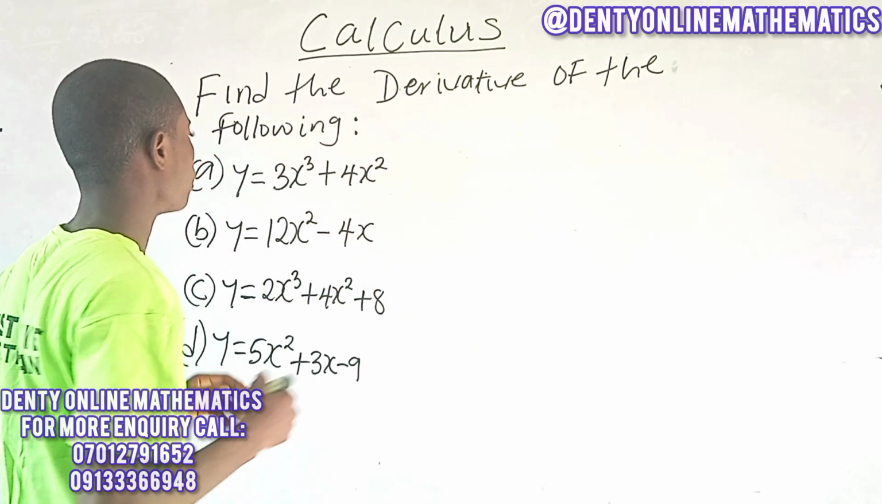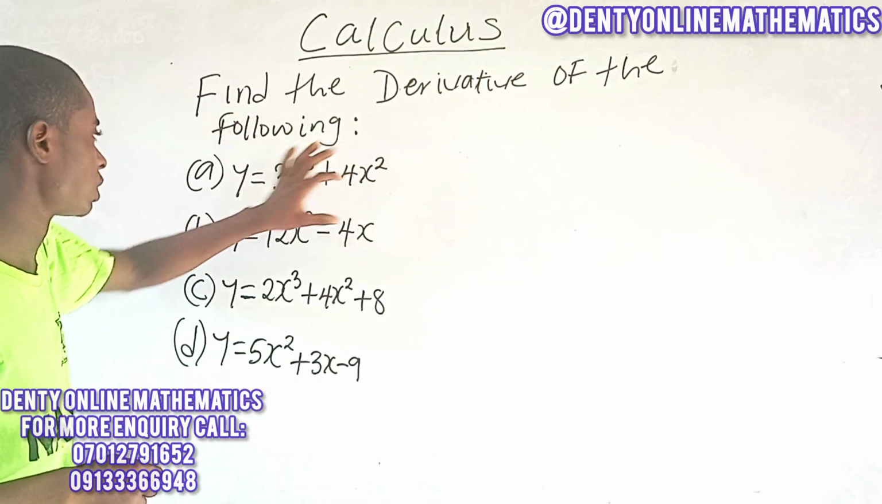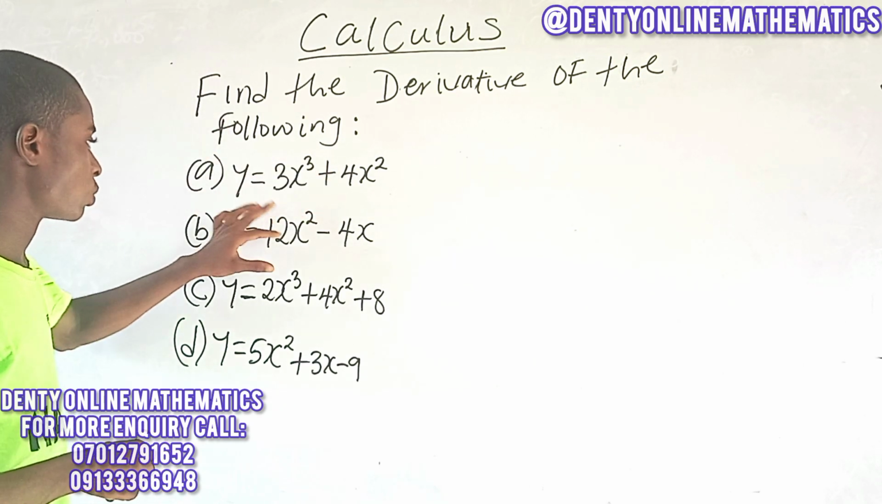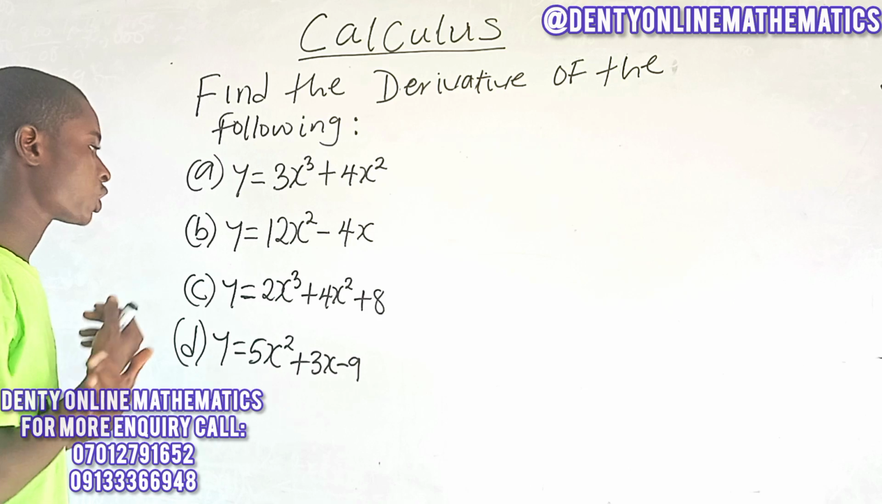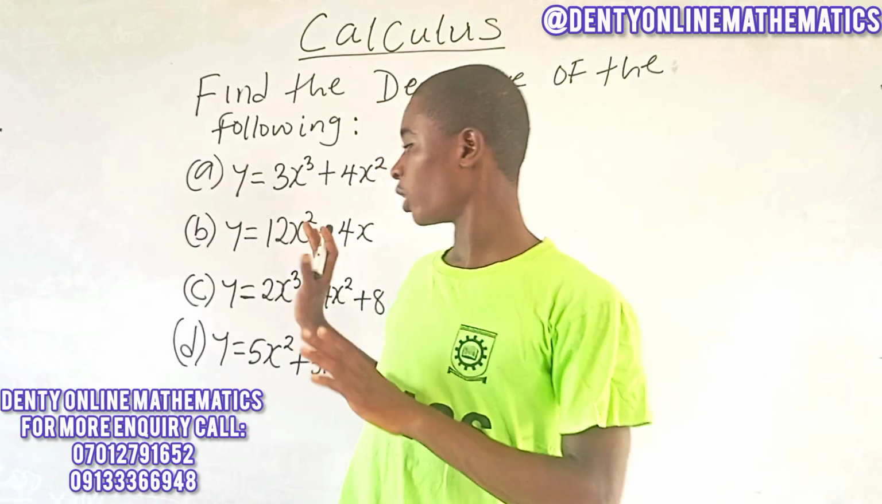Find the derivative of the following. Now we have a, b, c, and d. We have different functions. Y equals 3x to the power 3 plus 4x squared. Y equals 12x squared minus 4x. Y equals 2x cubed plus 4x squared plus 8. Now we have all of this.